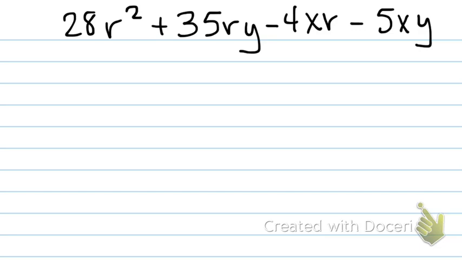So the first thing we're going to do is what? Look first for the GCF for every term. But is there anything that will divide into 28, 35, 4, and 5? Is there an x in all of them? An r in all of them? A y in all of them? So there is no GCF for every term. What's the next step? Not grouping, but what?